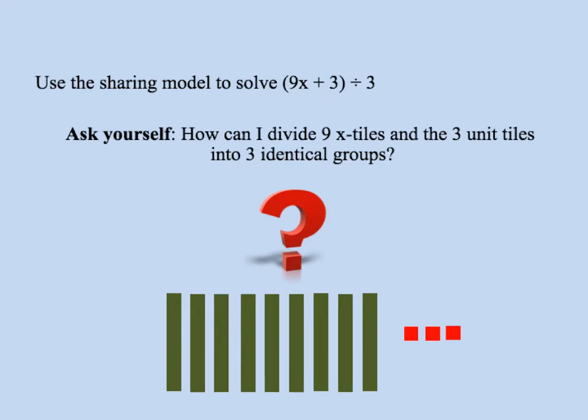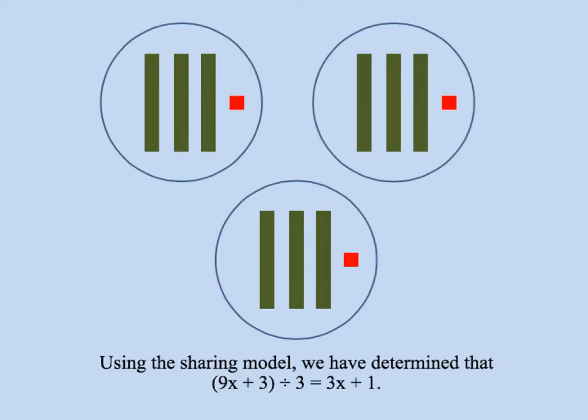Why don't you try this question on your own? Use the sharing model to solve 9x plus 3 divided by 3. Ask yourself, how can I divide 9x tiles and the 3 unit tiles into three identical groups? Pause the video and take a look at this. You probably determined that to make three identical groups with 9x tiles and 3 unit tiles, each group would have 3x tiles and 1 unit tile. So using the sharing model, we have determined that 9x plus 3 divided by 3 is equal to 3x plus 1.